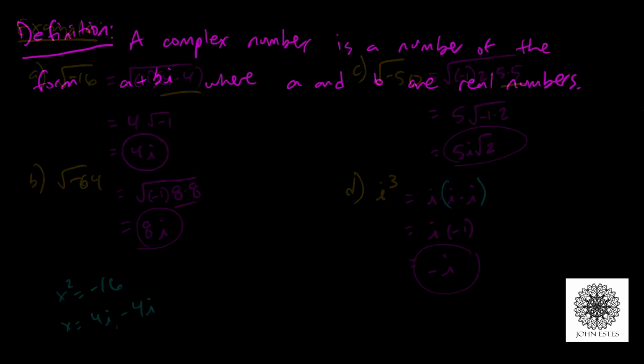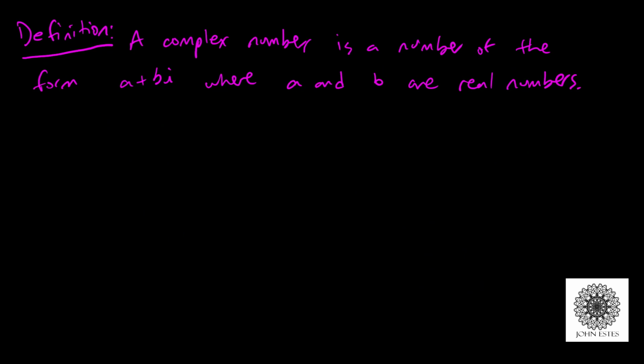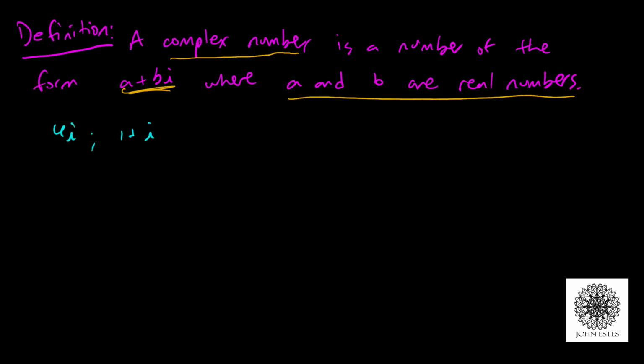And there it is. Now that we have an imaginary unit, we can define something called the complex numbers. We define a complex number to be a number of the form a plus bi, where a and b are real numbers. So anything that can be written as a plus bi can be considered a complex number. We already saw some of those. 4i is a complex number. 1 plus i is a complex number. And what about 3? 3 is also a complex number because that's 3 plus 0i.